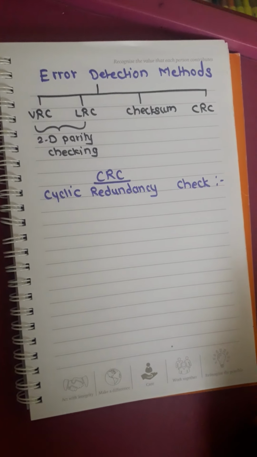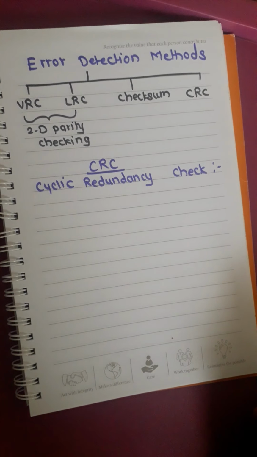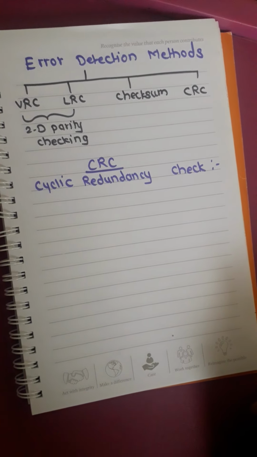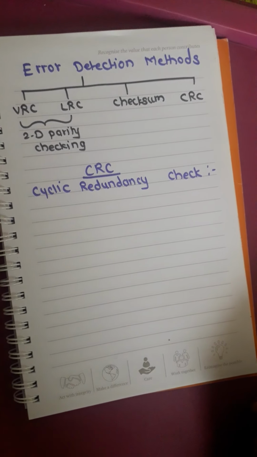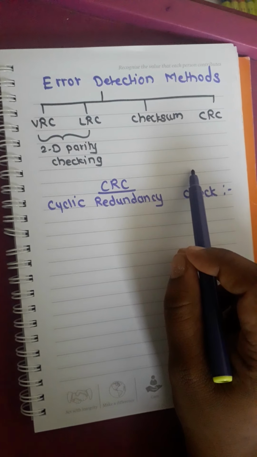Hello everyone. Today we are going to discuss error detection methods, the last of which is CRC, cyclic redundancy check. Before that, we will list out all the types present in error detection.